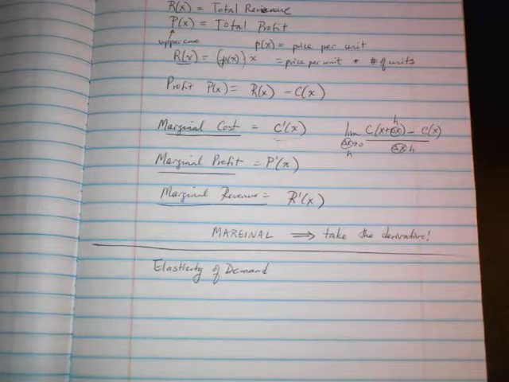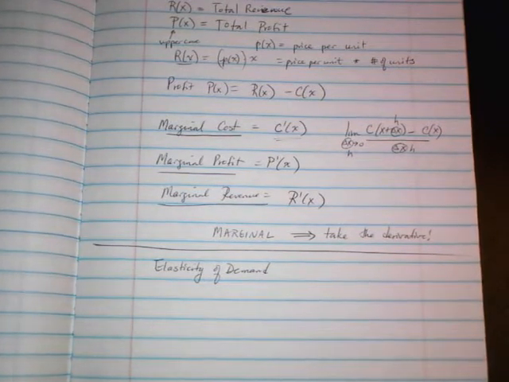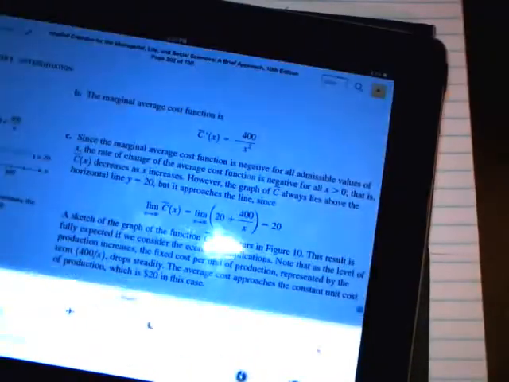This is 3.4. We're looking at, oops, hang on, my iPad is a little bright here. I'm going to try to dim that. I think that's a little better. Okay, so elasticity of demand, I think I should brighten it a bit.